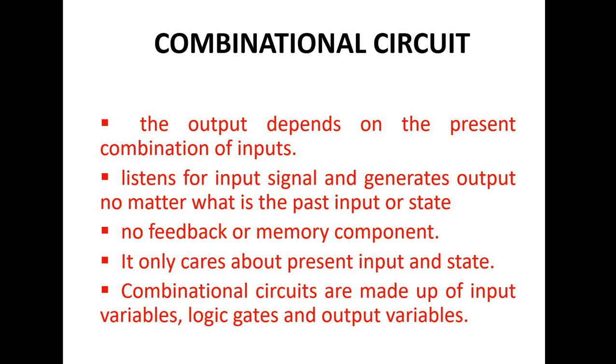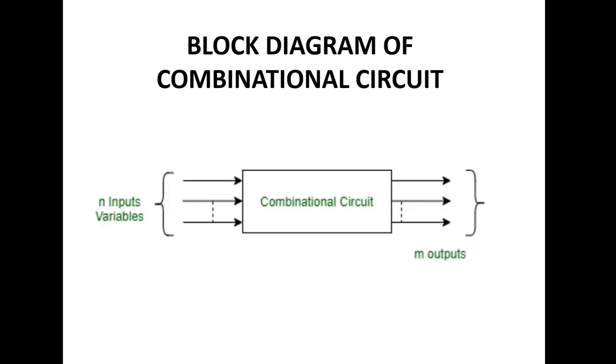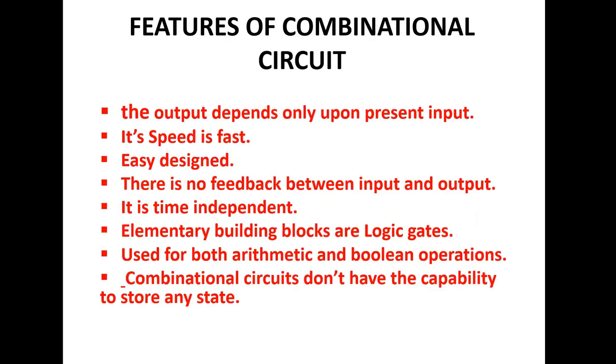Unlike a sequential circuit, the combinational circuit listens for input signals and generates output no matter what the past input or state was. Since the output depends on the present combination of the input, no memory component or feedback is needed. It only cares about the present input. Combinational circuits are made up of input variables, logic gates, and output variables. This is a block diagram of a combinational circuit. Here, n inputs produce m outputs.